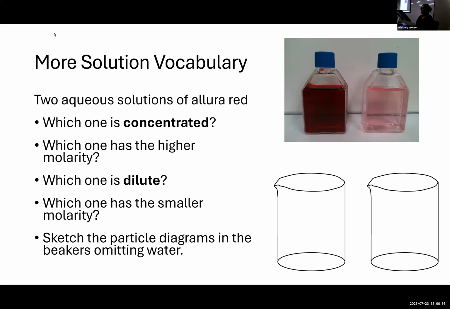All right, so let's talk about concentrated versus not concentrated. Concentrated means more of a substance. If I have Allura Red food dye and these two beakers, which one do you think is more concentrated? The one that's more red, right? The darker the color means there's more dye in there. I can label left and right. The more concentrated, the more dye, the darker. Which one has the higher molarity? Yes, the one on the left, because higher molarity means more dye in there.